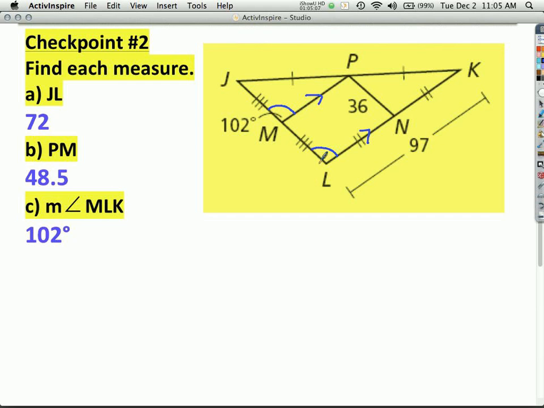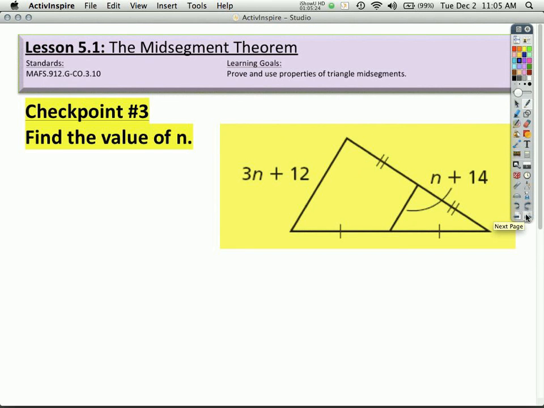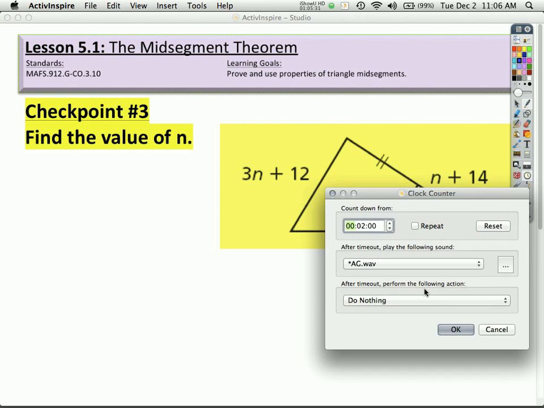So, very good. Anyone have any comments, questions on any of these? Kayla, did you find your mistake on part A? You just misread it, but you got the other one? You got the other two? Very good. Any comments or questions? So let's finish off by throwing in a little algebra. Find the value of n. Find the value of n, you've got 2 minutes.